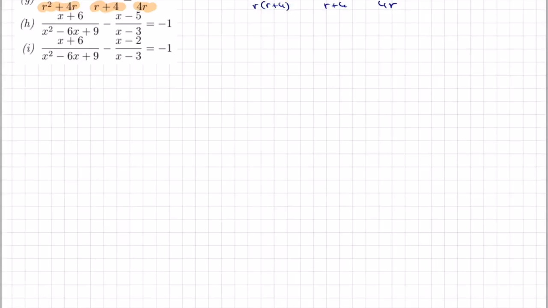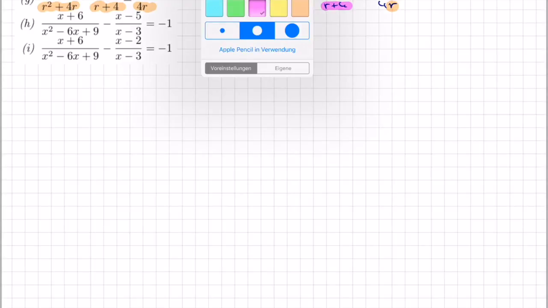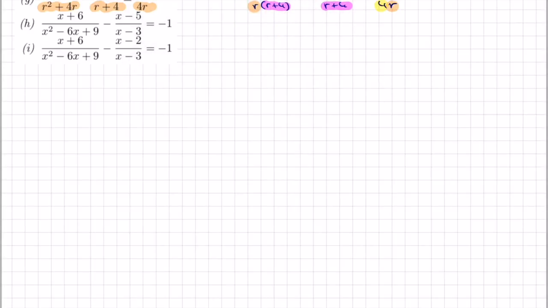We need to be on the lookout for factors. So we factor r squared plus 4r and see that we actually get lots of factors that are also present in the other fractions. So we just have three distinct factors, r, r plus 4, and 4. So the simplest common denominator is to just multiply all these together.